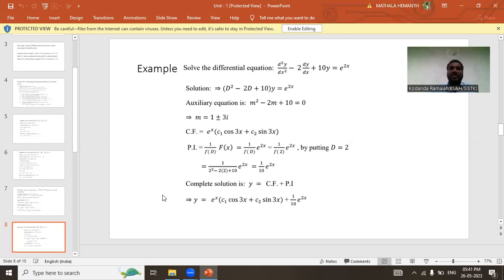Therefore, the general solution is y equals complementary function plus particular integral. So y equals e power x into c1 cos 3x plus c2 sin 3x, plus the particular integral 1 by 10 into e power 2x, that is e power 2x by 10. This is one method for linear differential equations of second and higher order with the RHS term equal to e power ax.